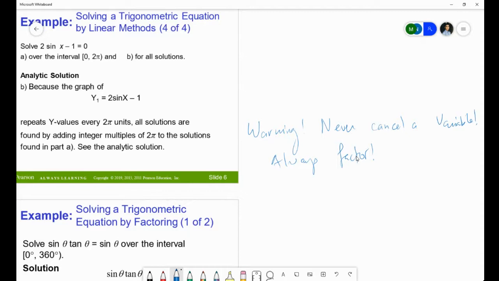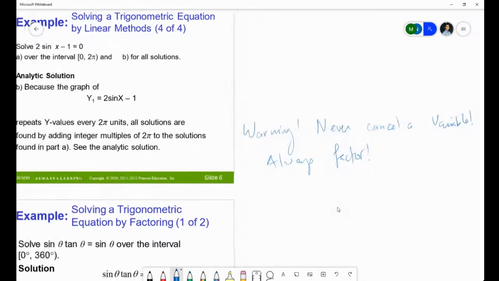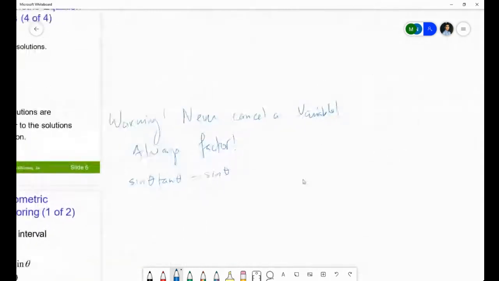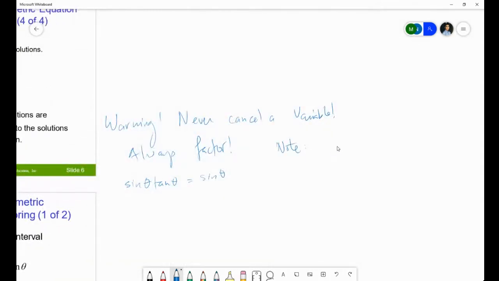Okay, so first we're going to look at what happens when I try to cancel and see what solution I get. So our problem here is sine theta times tan theta equals sine theta. Now let's remember that anytime we use x, our answer is going to be in radians. Anytime we use theta, our answer is going to be in degrees. So I'll make the note here. Theta means degree. X means radian.